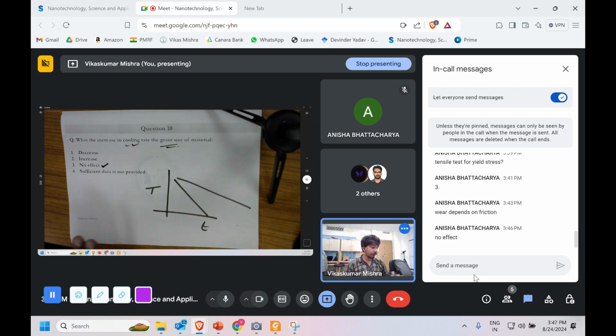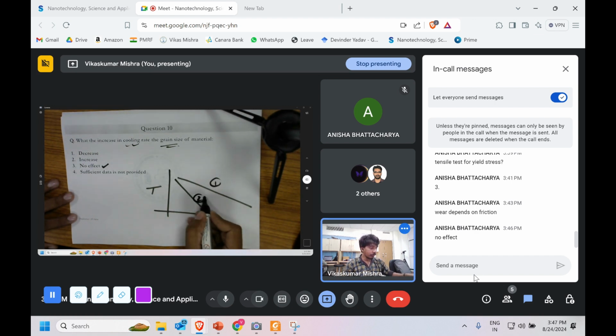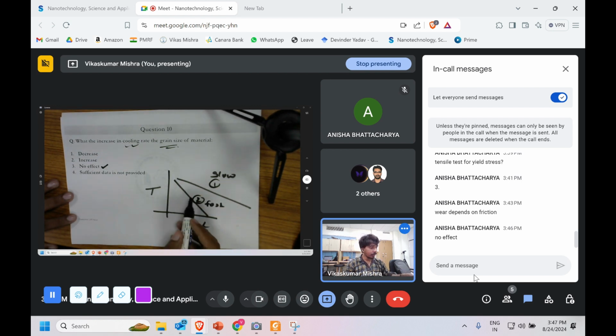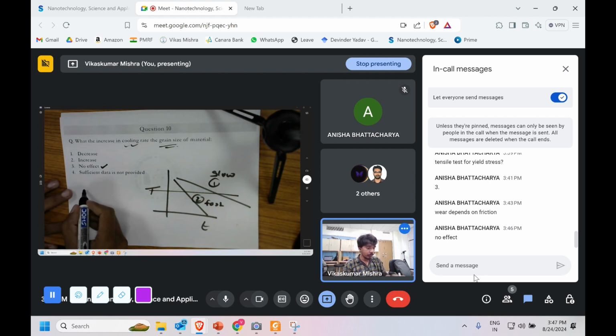What about the others? What do you guys think? Will it increase, will it decrease, or what will happen? So now let's think about it. Since we are cooling it very fast, case 1 and case 2, where the first one is slow and the second one is fast. So in the slow case, what is happening? We are spending a large amount of time at the higher temperature. In case 1, we are spending a large amount of time in the high temperature region.